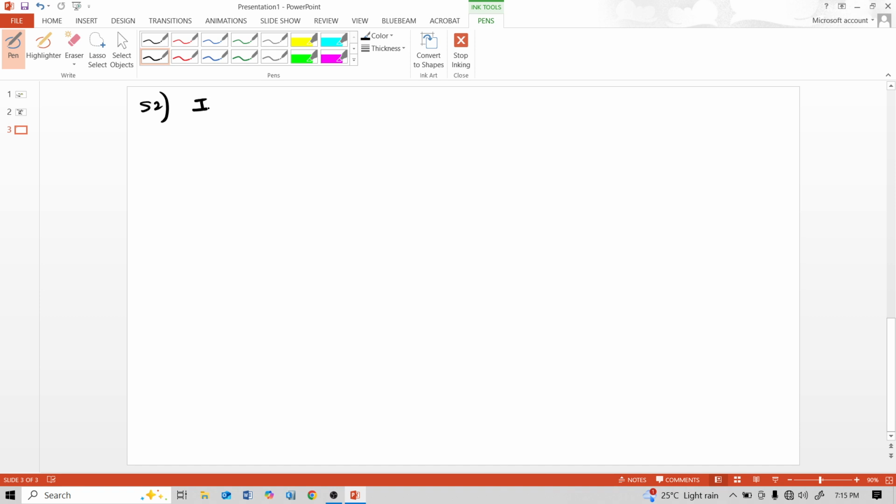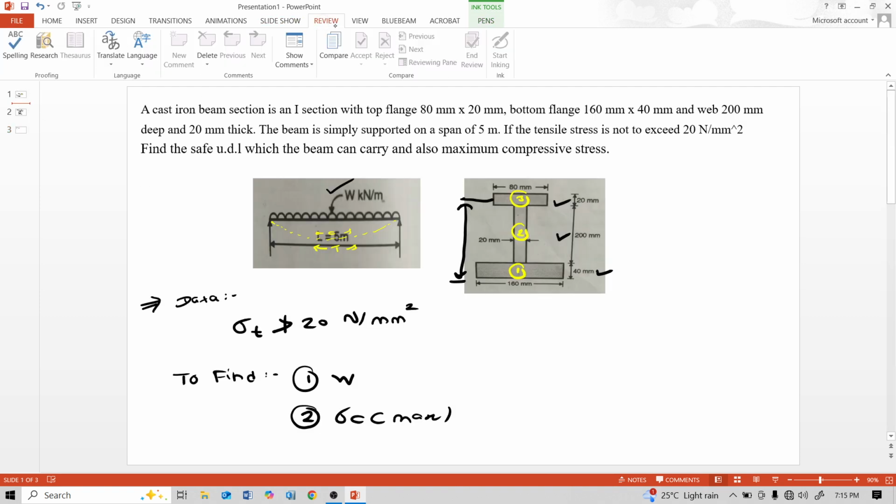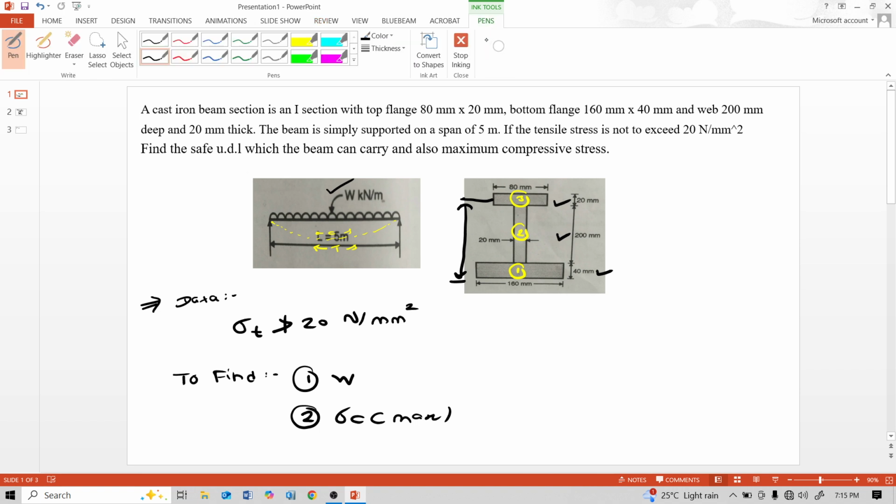Moment of inertia denoted as I. So for calculation of moment of inertia, I is equal to Ix1, the bottommost flange moment of inertia, plus web inertia Ixx2, and plus top flange moment of inertia Ixx3. Therefore, I is equal to, this is x1.